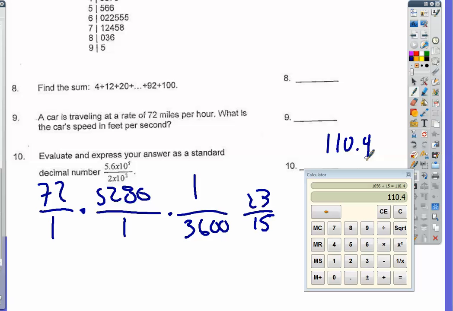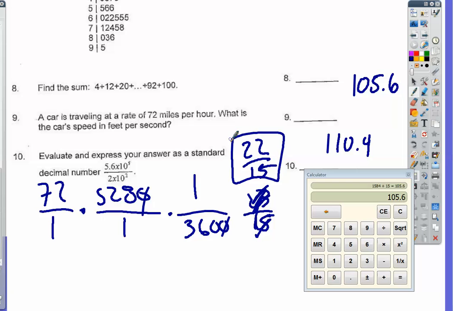Something is not quite right. Oh, it's 22. Oh my gosh. It reduces, I can't believe that. It reduces to 22 over 15. My fault. Or I could have just reduced here, which probably would have been a brighter idea. 22 times 72 divided by 15. So I have 105.6. And that's it. This is a helpful thing to remember.